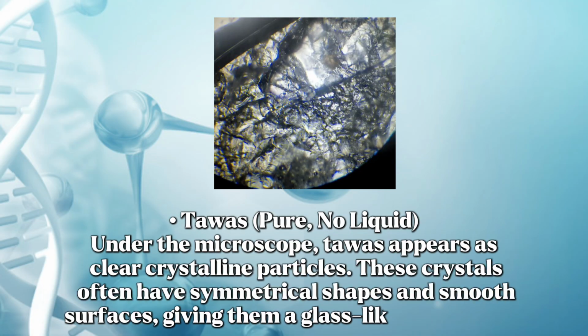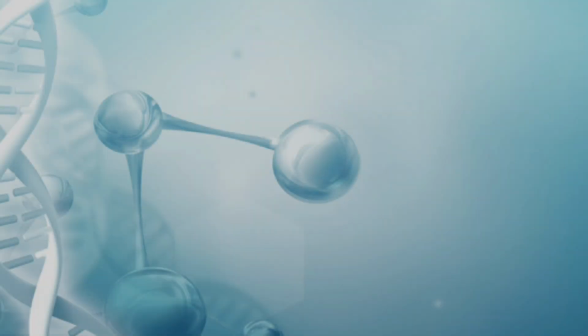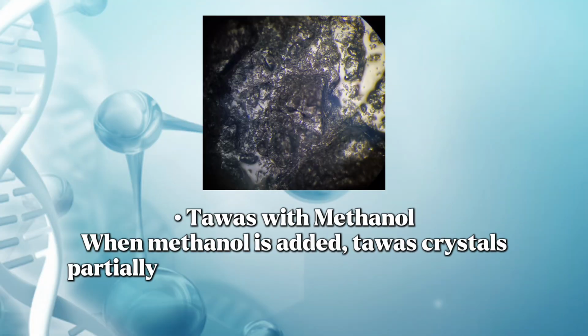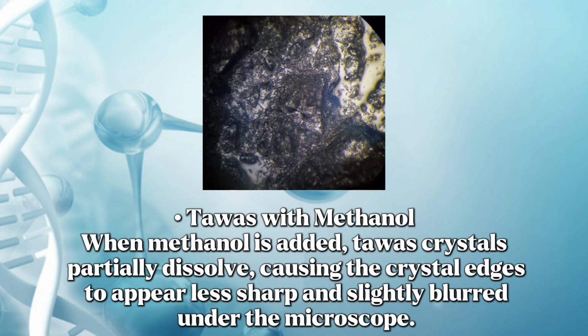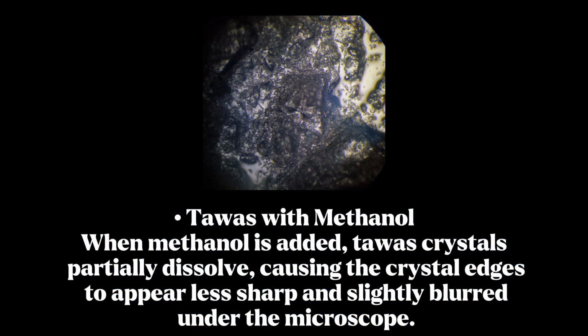Under the microscope, tawas appears as clear crystalline particles. These crystals often have symmetrical shapes and smooth surfaces, giving them a glass-like appearance. Tawas with methanol. When methanol is added, tawas crystals partially dissolve, causing the crystal edges to appear less sharp and slightly blurred under the microscope.